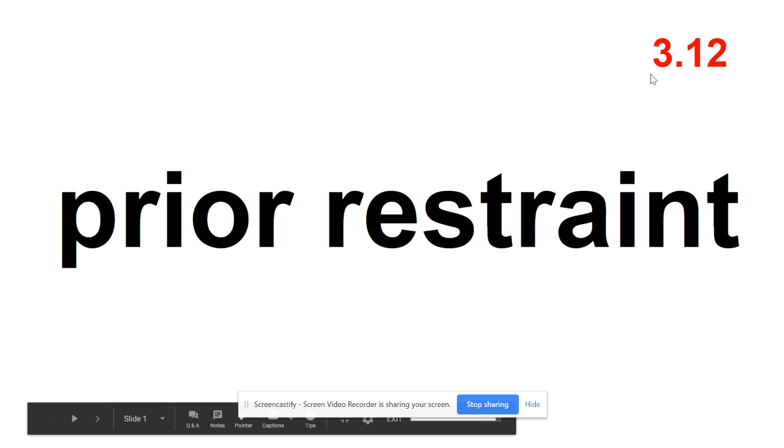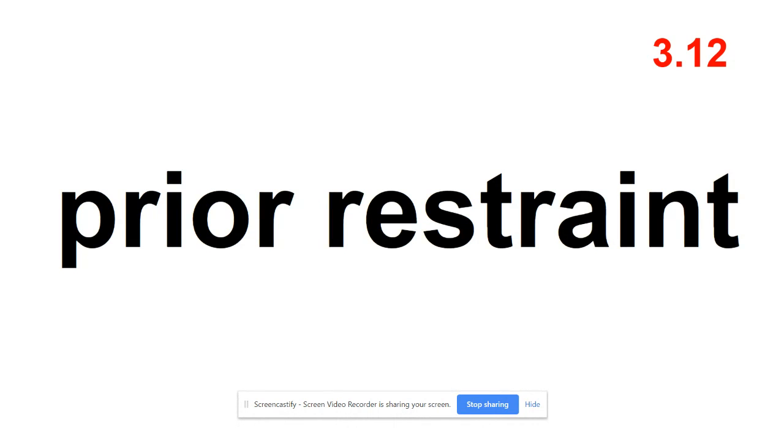Okay, so moving on, we got another Supreme Court case coming up. But before we do that, we need an index card. So go ahead and grab an index card, and we have card 3.12, prior restraint. So go ahead and write that down. I want you to take a picture of this too and upload that to Google Classroom as well, just to make sure I know you got it.